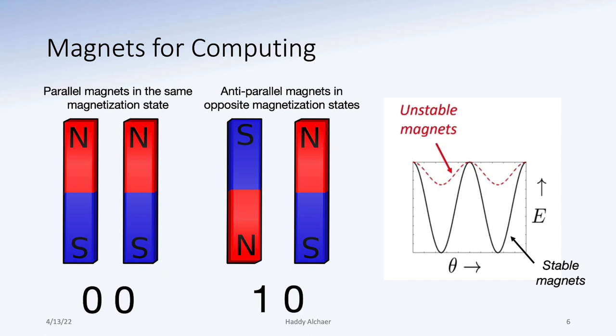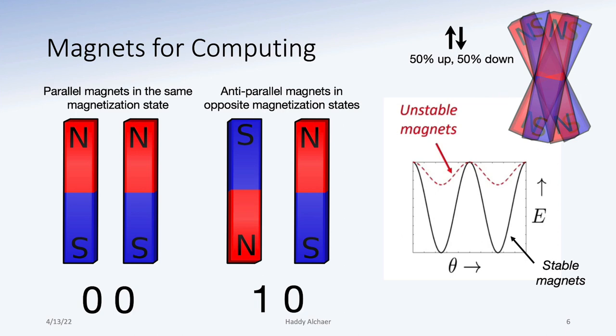For instance, in order to get this second magnet over here to switch states to a 1 and become anti-parallel with this other magnet, like you see here, you would need to overcome the energy barrier that you see as a peak in this diagram. Now, what would happen if we lowered this energy barrier? Well, what would happen is that the magnetization of this magnet will flip back and forth spontaneously between the two stable states at a very high frequency. So 50% up, 50% down.